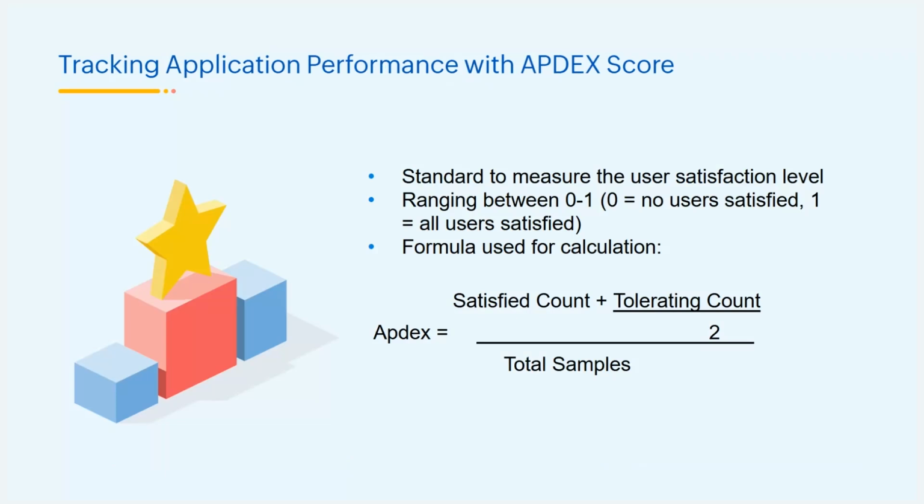So, checking the application performance with the AppDex score. This Application Performance Index, or the AppDex score, is a standard metric that is used to measure the user satisfaction and the application response time. The AppDex scale ranges from 0 to 1, where 1 is the best and represents excellent user satisfaction. Based on the total samples that are collected, the AppDex score is calculated as the sum of satisfied plus half of the tolerating count over the total samples that are collected during the specific transaction.